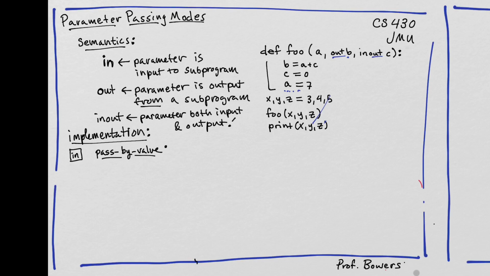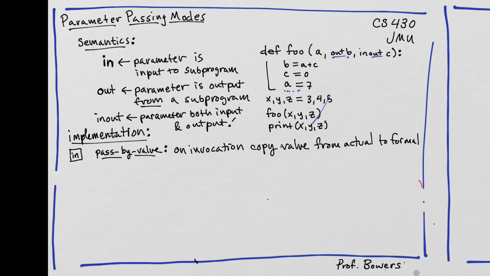Pass by value nonetheless. And in this case, this is in mode, so on function invocation, what we're going to do is copy the value of the actual parameter into the value of the formal parameter. So on invocation of the function or subprogram, copy value from actual to formal parameter. I'll leave off parameter because I don't have enough room there.